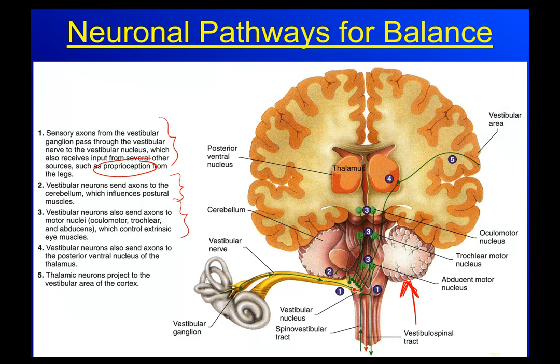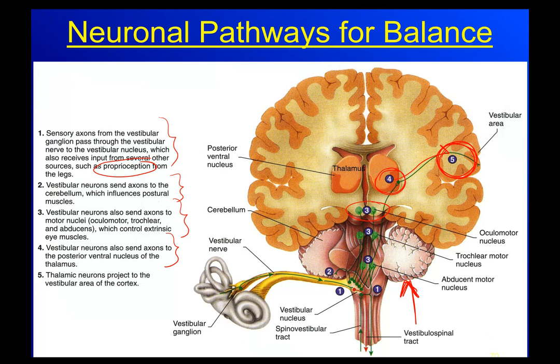The vestibular neurons also send axons to the motor nuclei. The motor nuclei, number 3, including your eye movement, the trochlear and the abducent nerves, which control muscles in your eye and stuff like that. That's going to move your eyes as you move, basically. The vestibular neurons also send axons to the posterior ventral nucleus of the thalamus, which is up here. And the thalamic neurons actually project to the vestibular area of the cortex, which is up here.